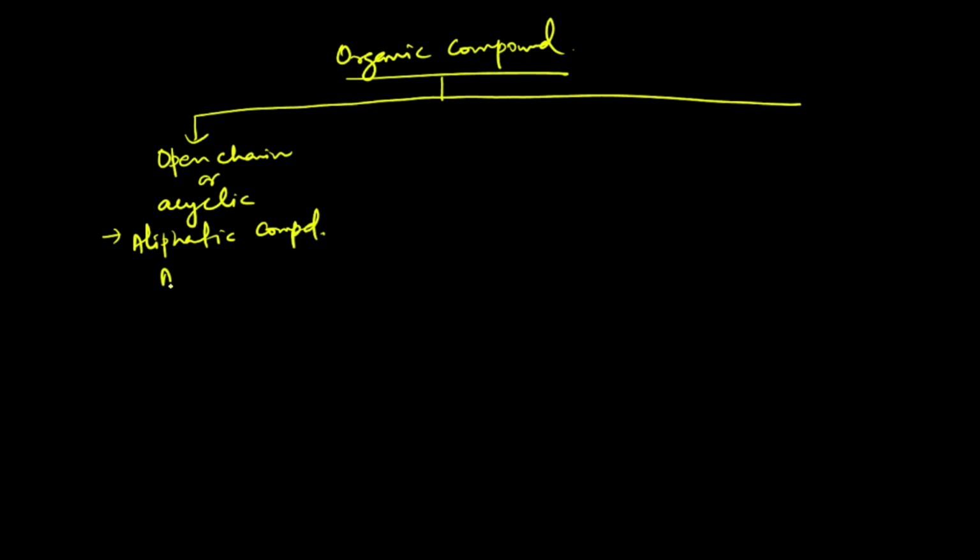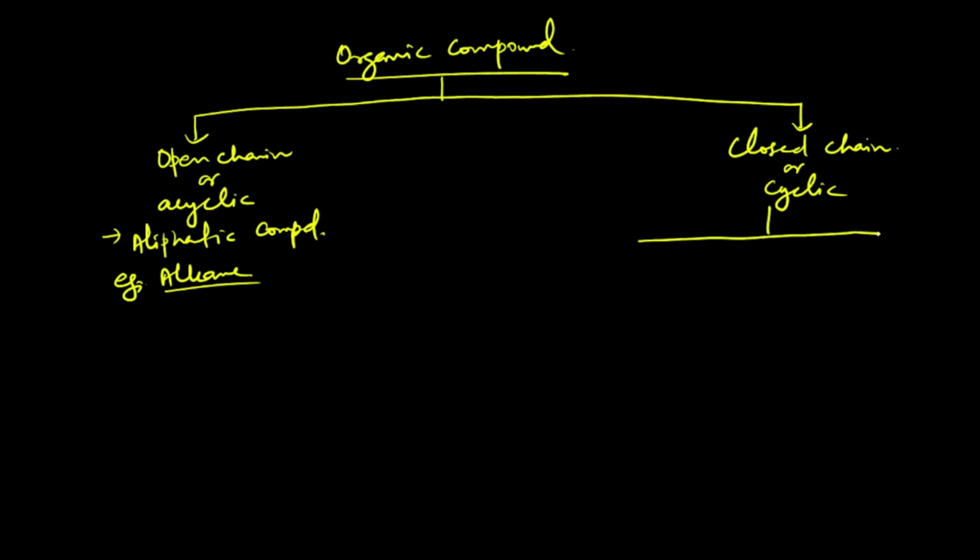Example: alkane. There are many, but we are taking only one example here. The second type of classification will be closed chain, or cyclic. The acyclic aliphatic compound stops here, but the cyclic is again classified into two. One will be carbocyclic, or we call it homocyclic. Another one is heterocyclic.